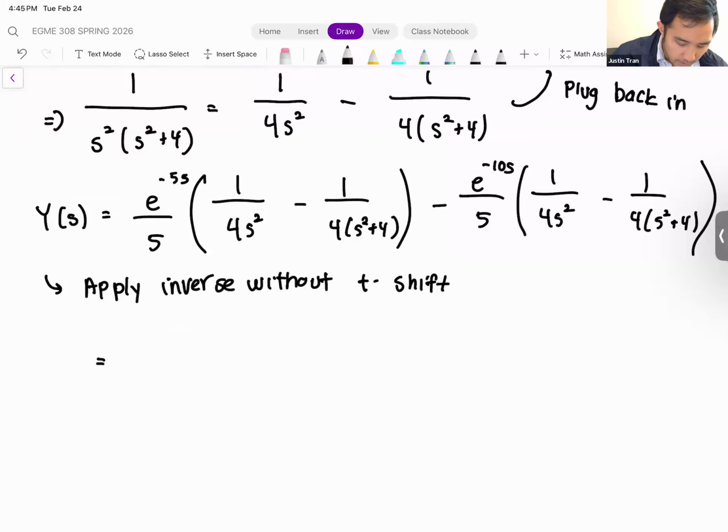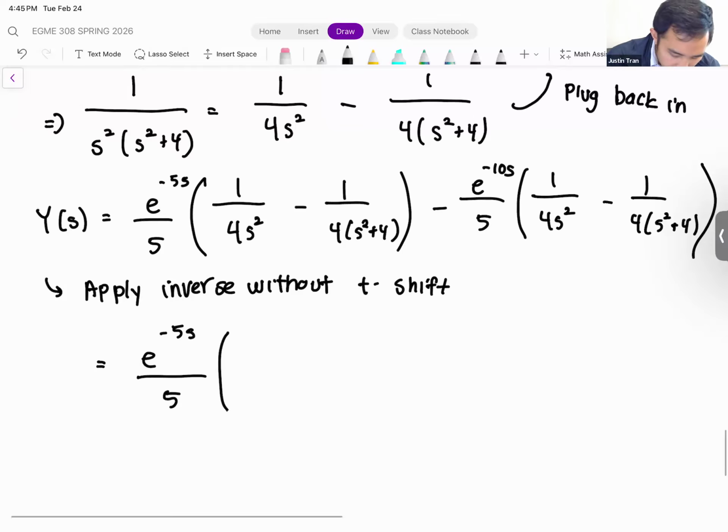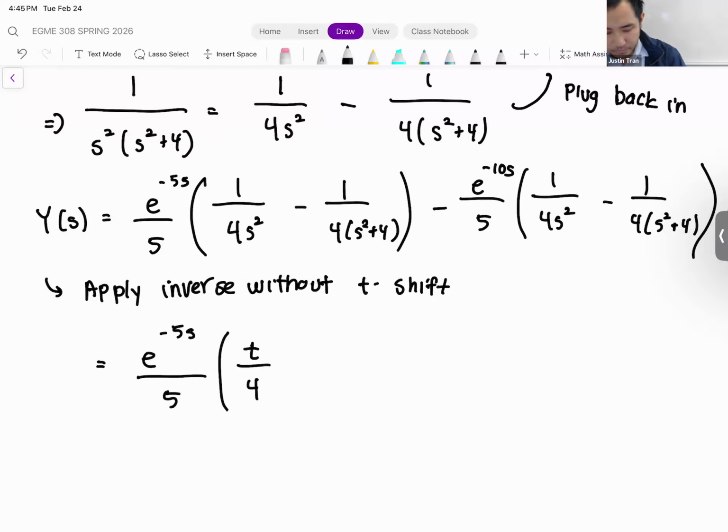So I'm going to keep the t shift on the outside. So we're going to have e to the minus 5s divided by 5. Okay. We're going to take the inverse of 1 over 4s squared. So that is t squared, or excuse me, just t over 4. Okay. Minus the inverse of 1 over 4 times s squared plus 4.